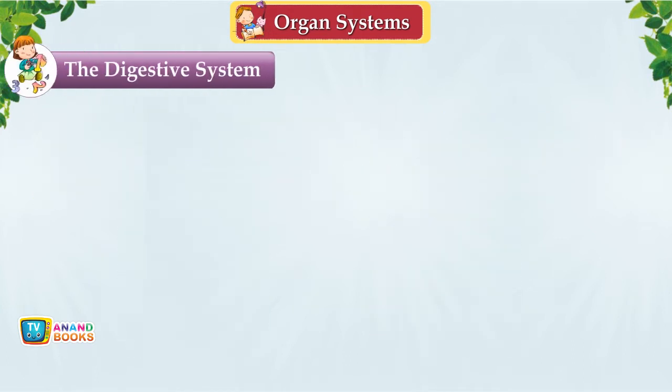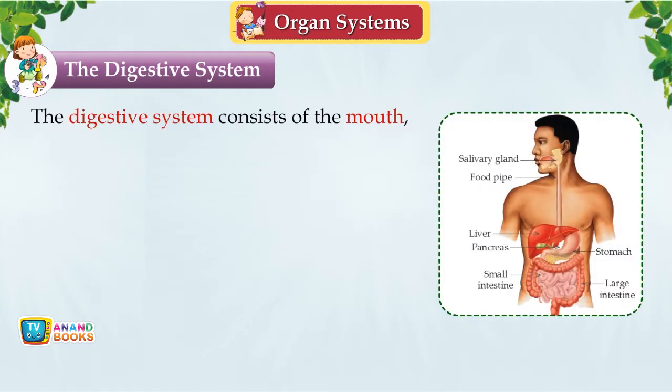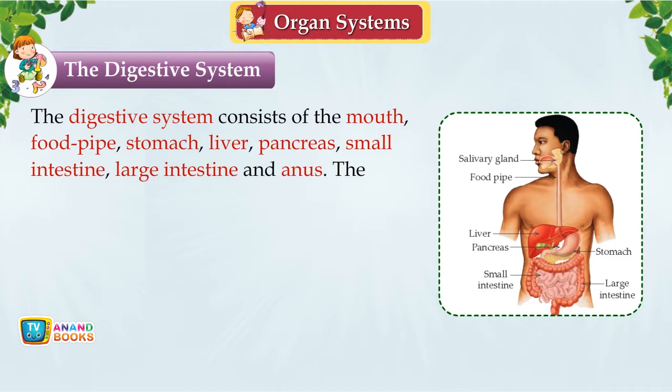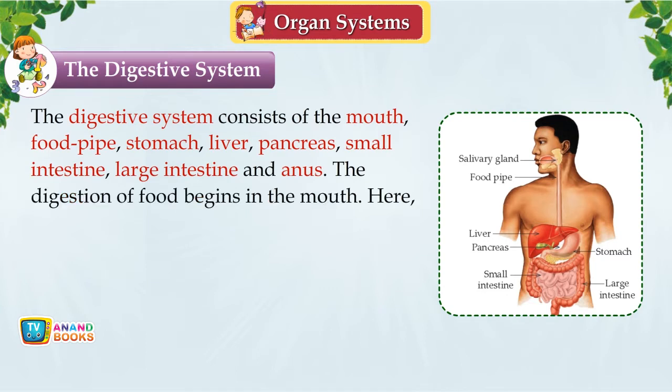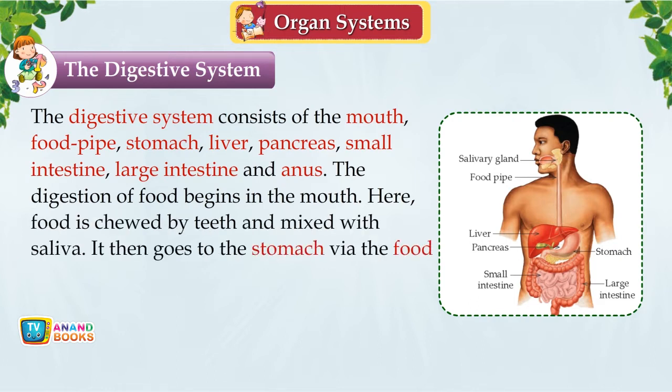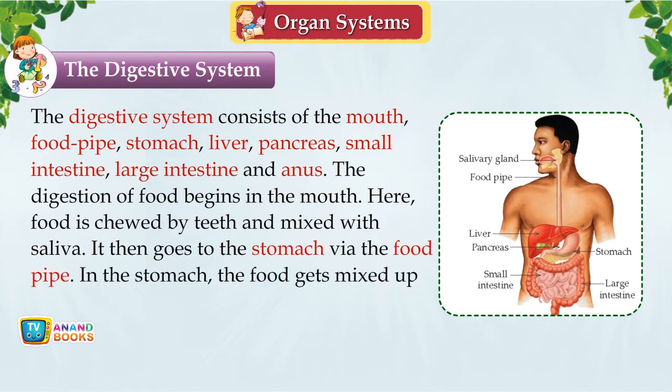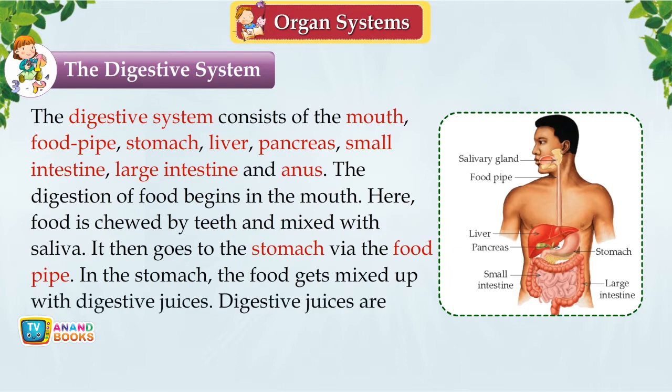The digestive system. The digestive system consists of the mouth, food pipe, stomach, liver, pancreas, small intestine, large intestine, and anus. The digestion of food begins in the mouth. Here, food is chewed by teeth and mixed with saliva. It then goes to the stomach via the food pipe. In the stomach, the food gets mixed up with the digestive juices.